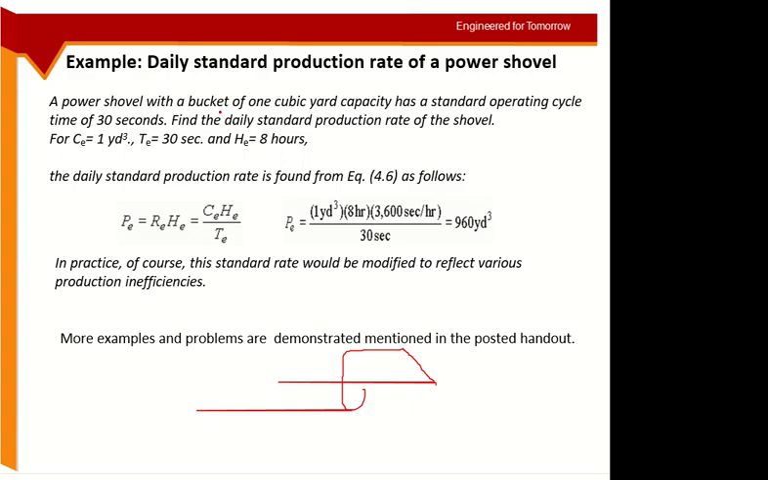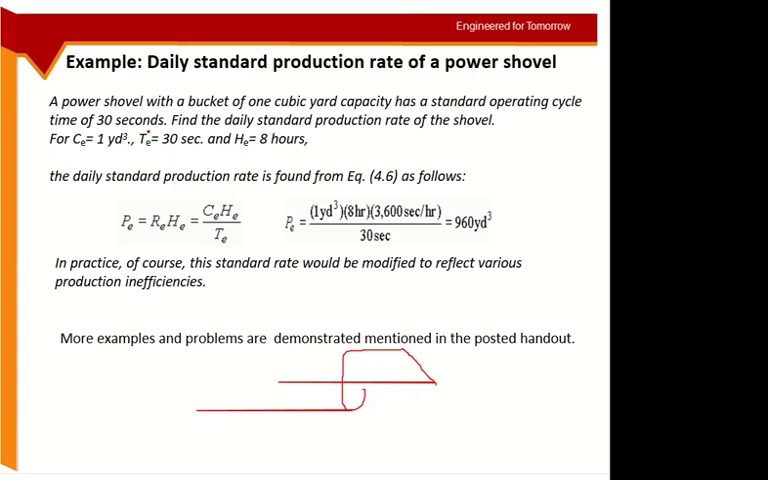That shovel can excavate 1 cubic yard in one cycle, and that one cycle takes 30 seconds. So in one cycle of 30 seconds, it can excavate 1 cubic yard of material. This shovel will be used for 8 hours on the site. So its cycle capacity is 1 cubic yard, cycle time is 30 seconds, and it is available for 8 hours in one day.